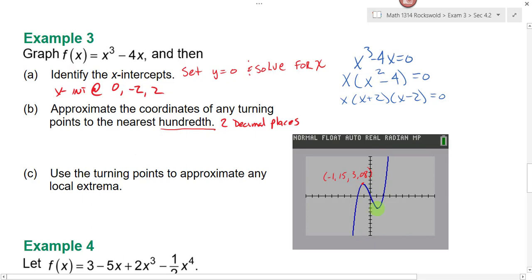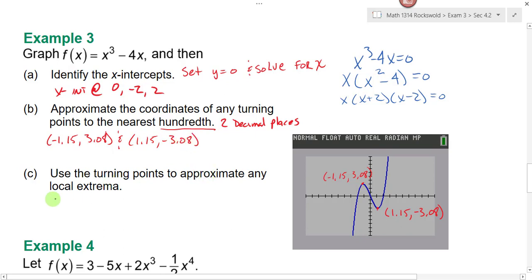And then I'm going to do the same thing and trace over to find my minimum value. But I noticed the symmetry with respect to the origin, so I already know that this point's going to be at 1.15, -3.08. Do y'all see the symmetry with respect to the origin here? This is an odd function, so all I've got to do is switch the signs on the x's and the y's. So my turning points occur at negative 1.15, 3.08, and positive 1.15, negative 3.08.